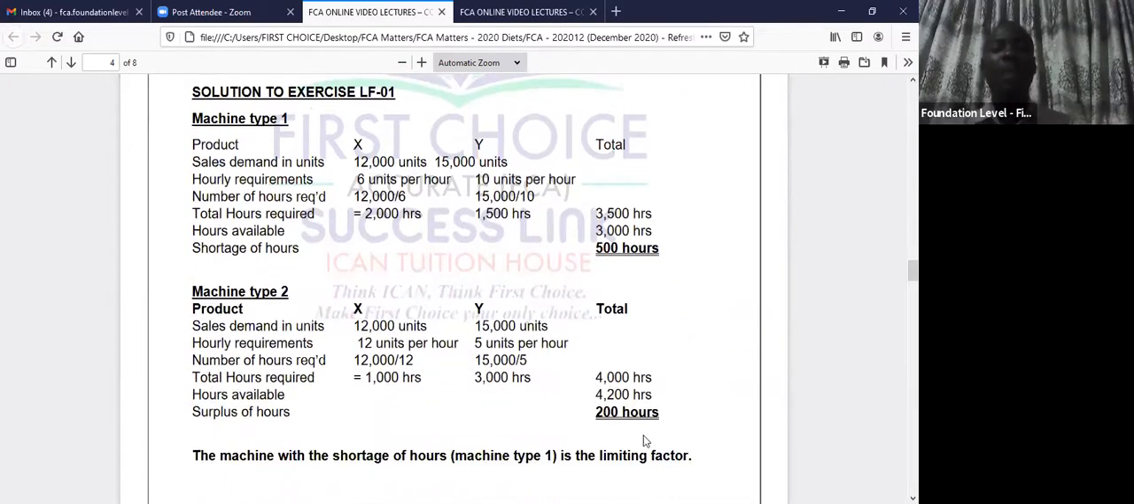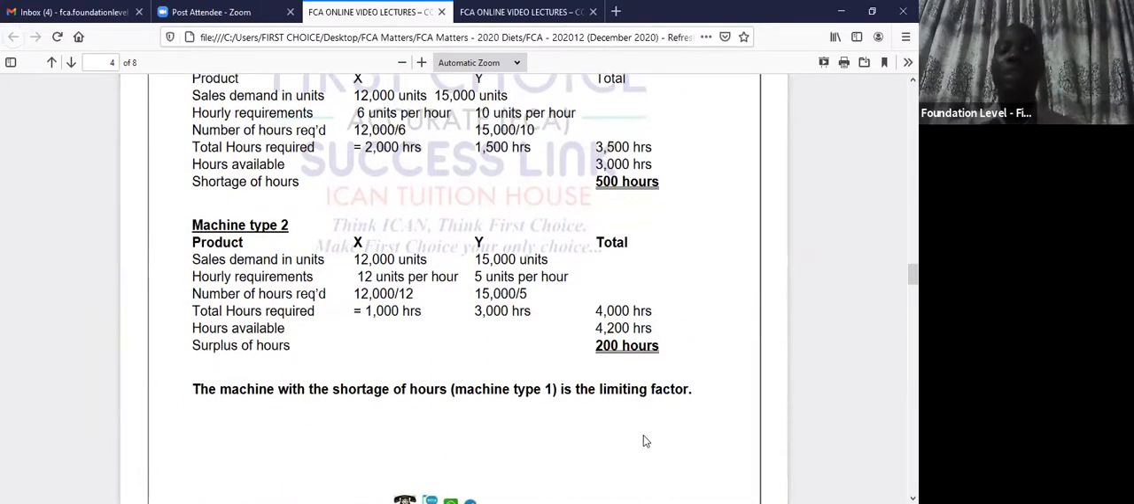Now let's look at machine 2 to really see that machine 2 is not the limiting factor. Okay, product X and product Y, we said 12,000 units and 15,000 units. But in machine type 2, product X needs to spend 12 units in 1 hour. And product Y needs to spend 5 units in 1 hour.